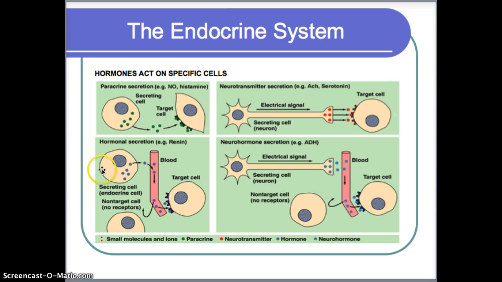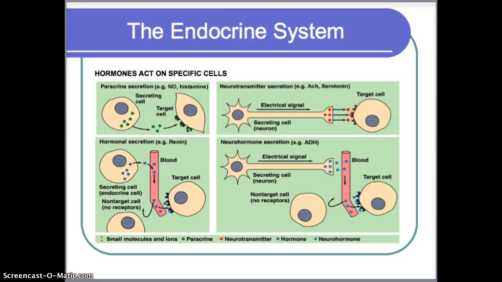Here we have the hormonal secretion. So we'll have our secreting endocrine cell secrete its hormones into the bloodstream. And then the target cells have receptors that the hormones can bind to. Only those target cells have the receptors for that hormone. So all cells aren't going to have all these receptors, or else it won't be organized. And they have very specific binding sites. So these hormones will only bind to specific receptors.